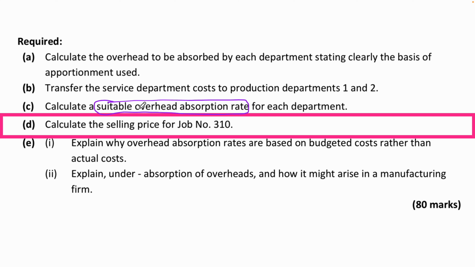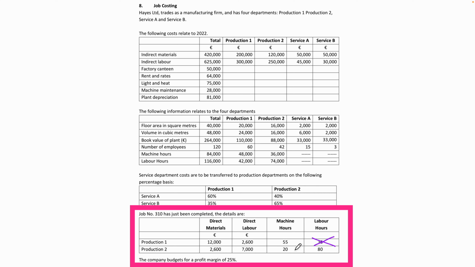Right, Part D, calculate the selling price for job number 310. Okay, so at the bottom of the question here, we have job number 310 has just been completed. The details are, so we've got the details for production 1 and production 2. Now, we're going to forget about the labour hours here for production 1, and we're going to forget about the 20 machine hours for production 2, because we're using the most dominant activity in this. We've broken things down to a per hour basis and we've used the most dominant, so we are going to just keep focusing on the most dominant activity here.